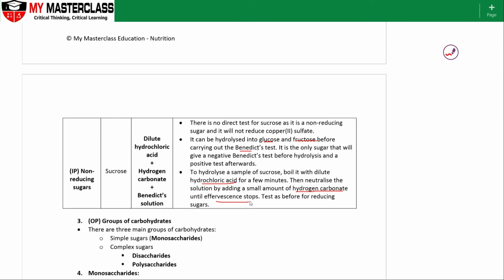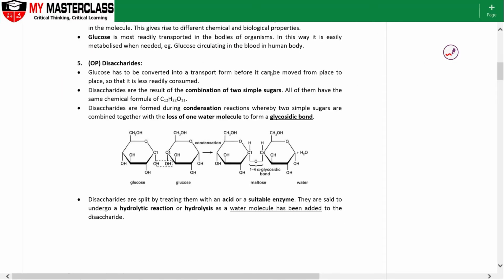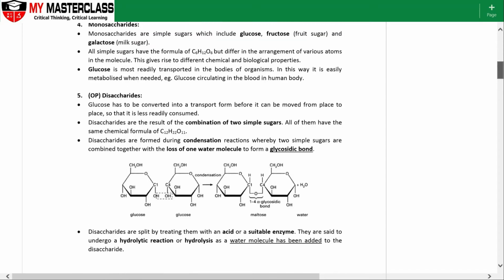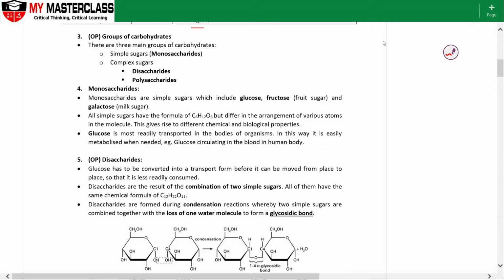Okay, so by then you will be able to hydrolyze your sucrose into glucose and fructose, and you can test for reducing sugars using your Benedict solution. Okay, so you can tell that you have got different classes of your carbohydrates here. So the main few classes of your carbohydrates can be classified into 3 main groups.